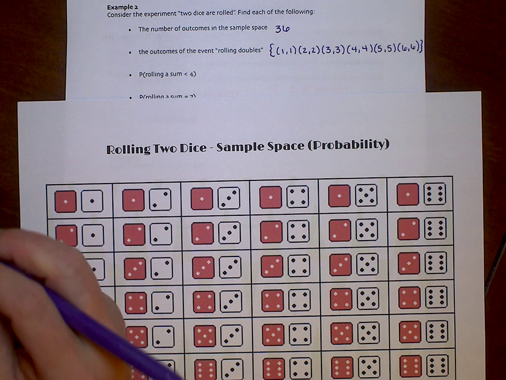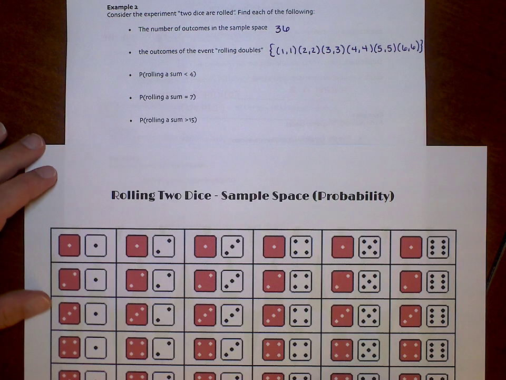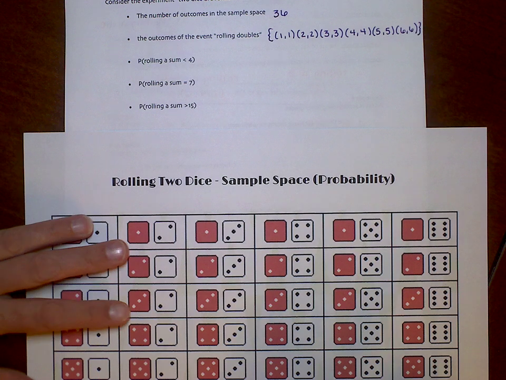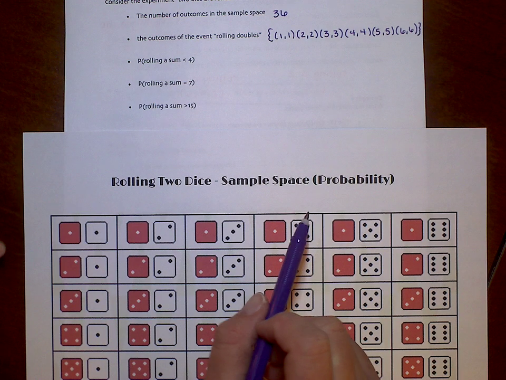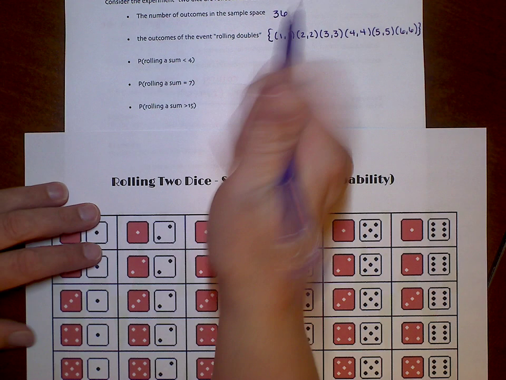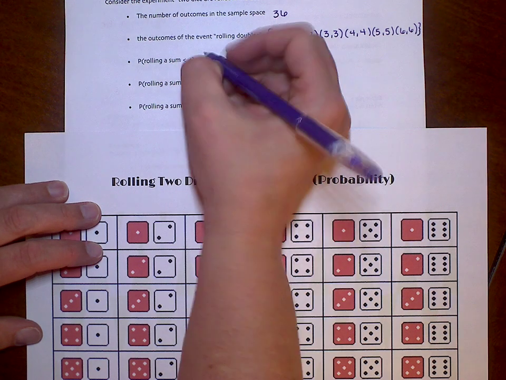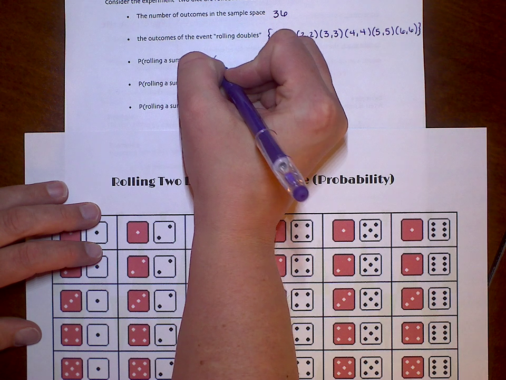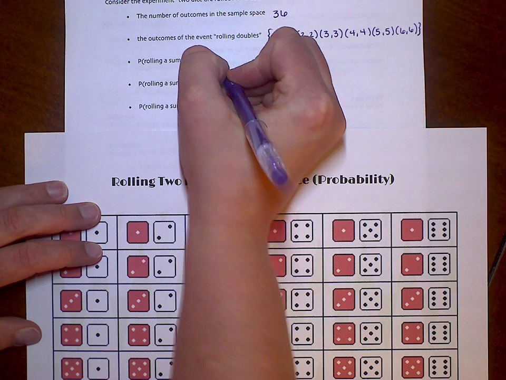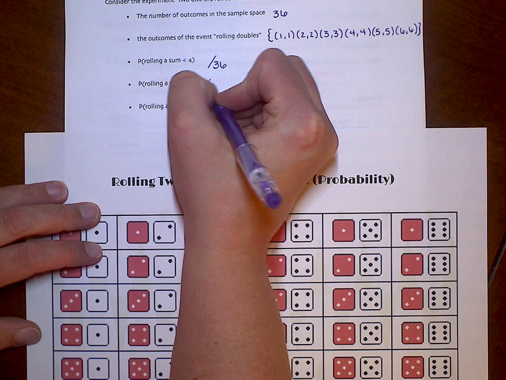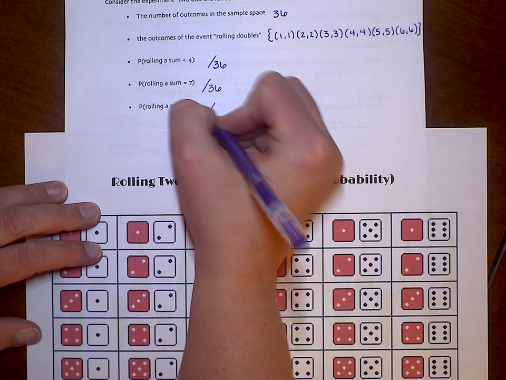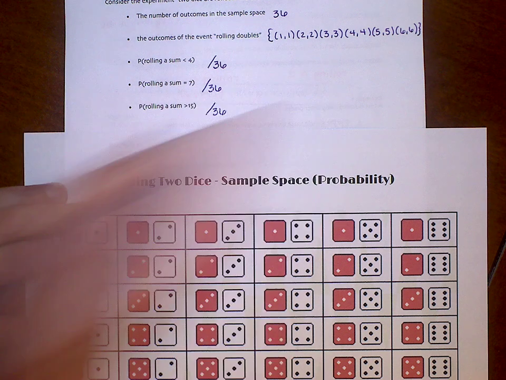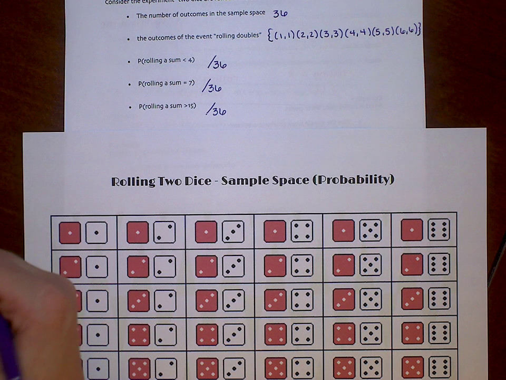Okay, so now we're going to actually do some probabilities. And remember, probability is always designed as a fraction out of the total number of possibilities. So for all of these situations, that 36 is going to be my denominator. This is going to be something out of 36. This will be something out of 36. And this will be something out of 36. Our job is just to figure out what out of 36 it is.